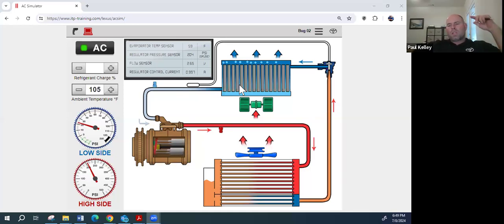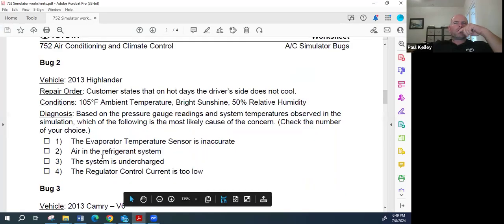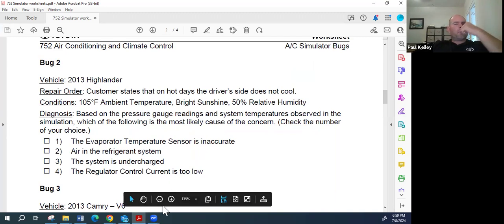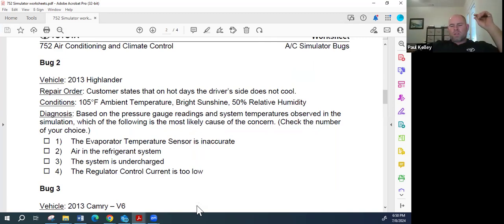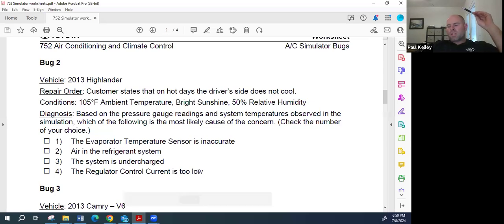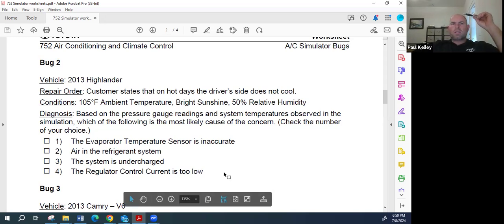Cool. So you could test it on a customer car just like that. So now we've eliminated a couple. I agree with your eliminations. If we really want to focus on it, it's either undercharged or the regulator current is too low. I shy away from the regulator current just a bit because that's a variable displacement compressor. That could potentially be an issue, but that one's a little more complex and takes more thinking and reading about the system.